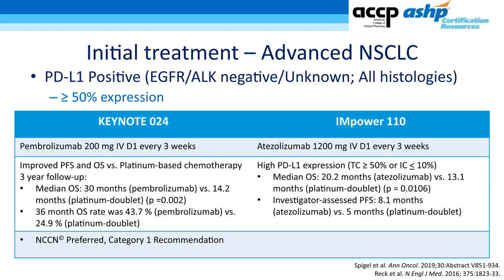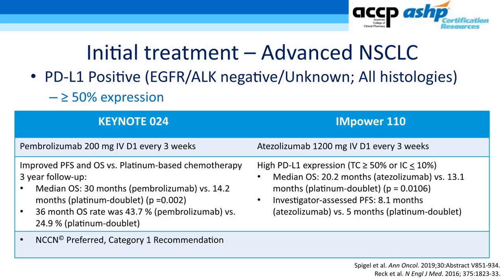So for this particular slide, we'll be discussing patients that present with greater than or equal to 50% expression of PD-L1. As described in the prior slide, KEYNOTE-24 is a trial that proved pembrolizumab as a single agent to be effective compared to platinum-based chemotherapy for patients that had a high expression of PD-L1. What's presented on the slide is a 3-year follow-up. The median overall survival was 30 months with pembrolizumab compared to 14.2 months with platinum-based chemotherapy, and this was statistically significant. 36-month overall survival rates continue to be 43.7% with pembrolizumab compared to 24.9% with platinum doublet.